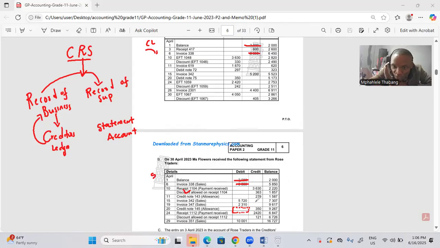So 5,720 or 5,200, I don't see it. So I'm going to circle it. I don't see it on the debit side of the statement. I'm circling. 4,400, I don't see it on the debit side of the statement. I'm circling it. 4,500, I don't see it. I mean 405, I don't see it. Even 600, I don't see it.